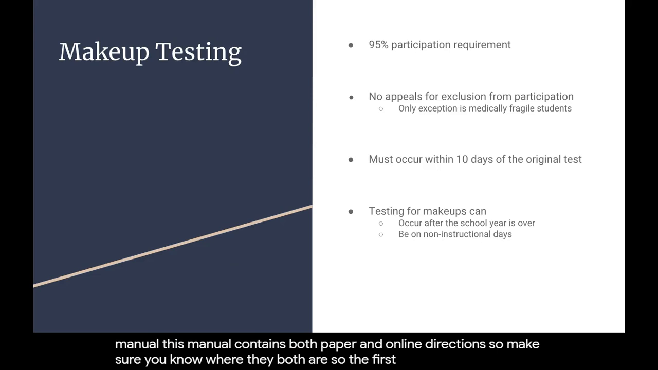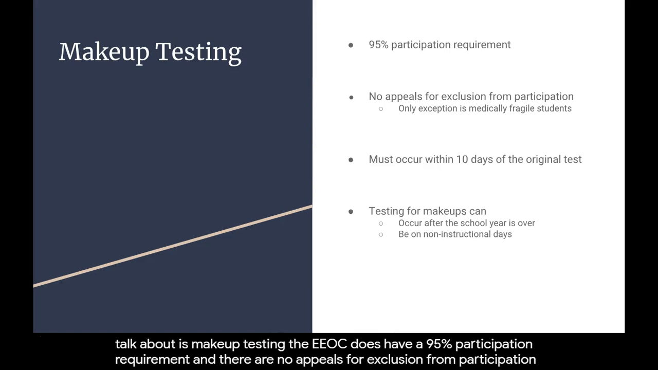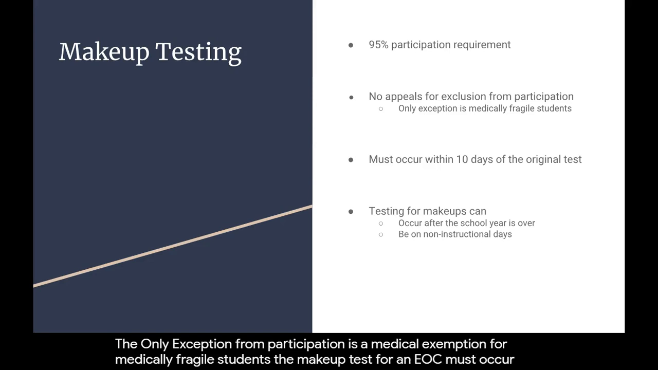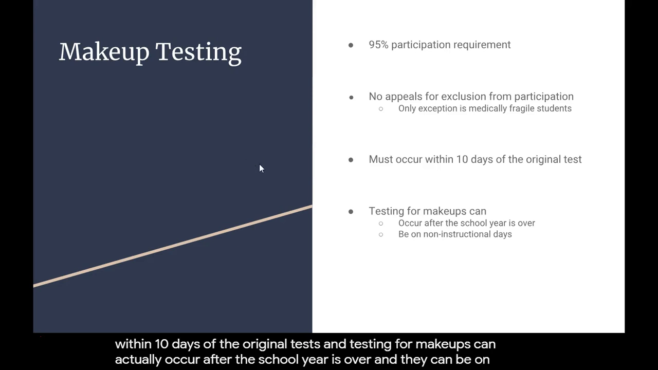So, the first thing that we need to talk about is makeup testing. The EOC does have a 95% participation requirement. And there are no appeals for exclusion from participation. The only exception from participation is a medical exemption for medically fragile students. The makeup test for an EOC must occur within 10 days of the original test, and testing for makeups can actually occur after the school year is over, and they can be on non-instructional days.